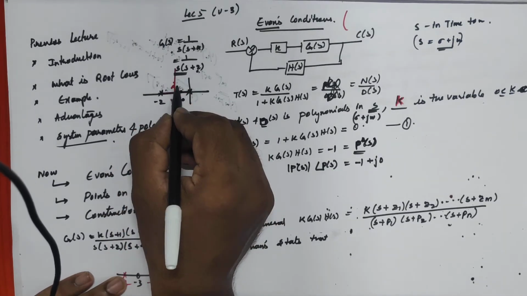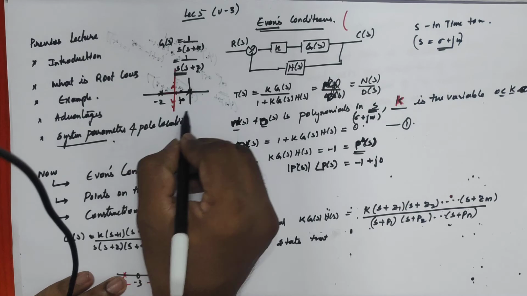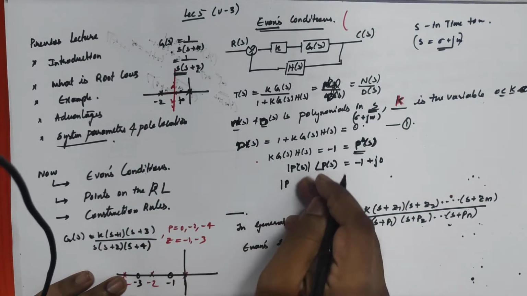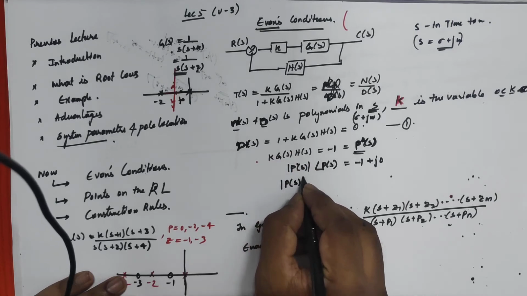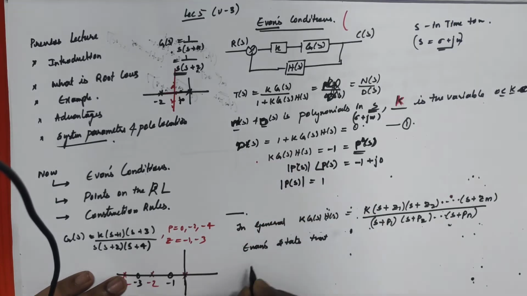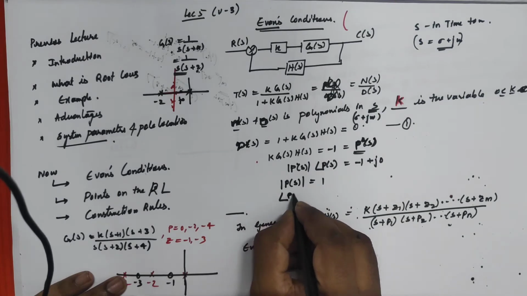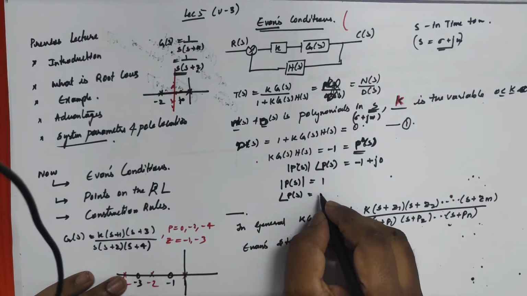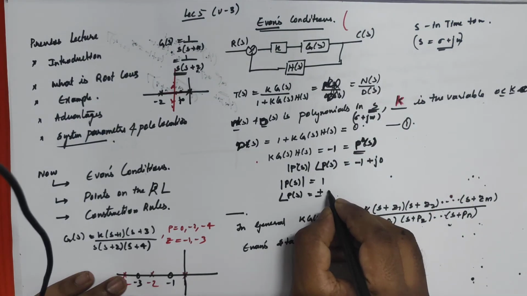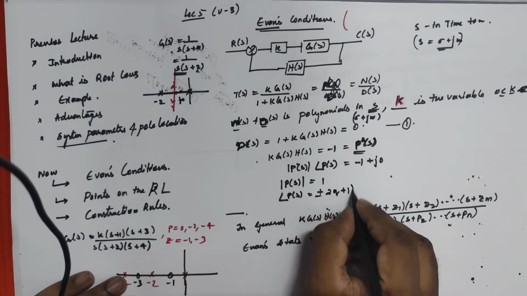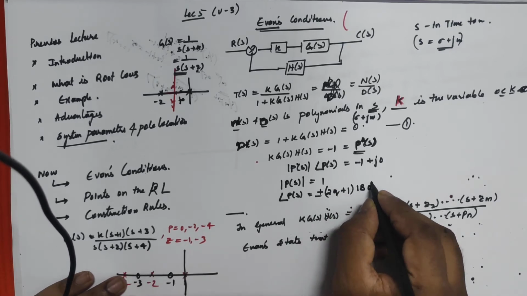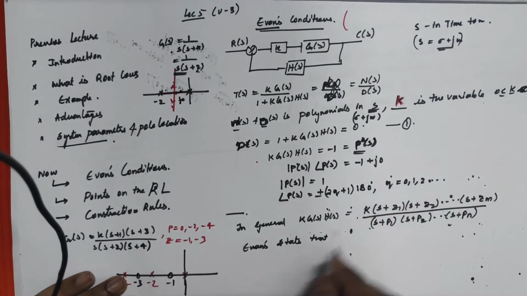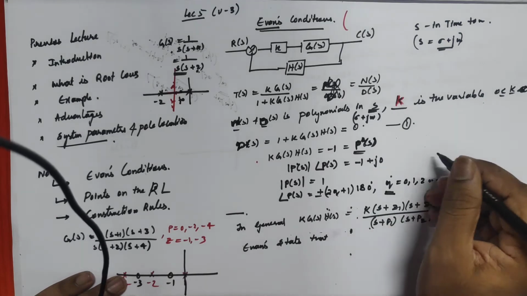So this is my root locus. For example, if my s0 is to be located on the root locus, it should follow one condition: when the s0 value is substituted in the transfer function, the magnitude of it should be 1, and the phase should be plus or minus (2q plus 1) into 180 degrees, where q is from 0, 1, 2, etc. What does the q value mean?